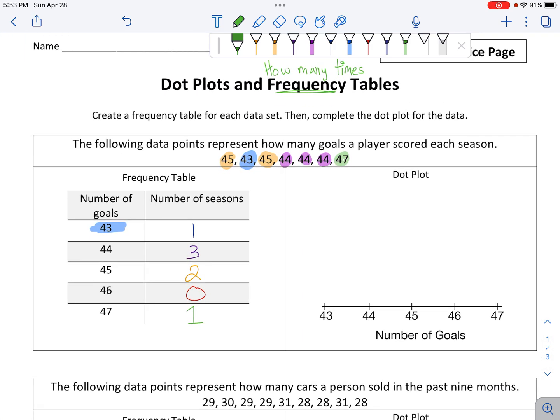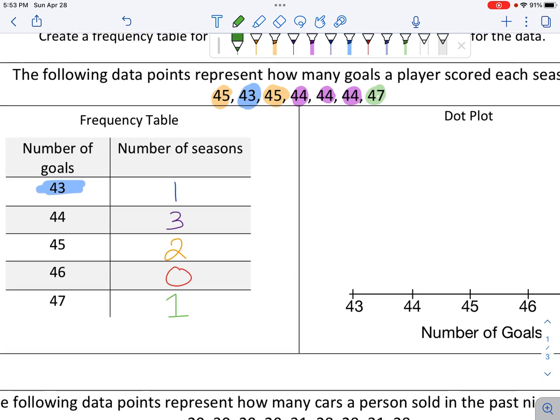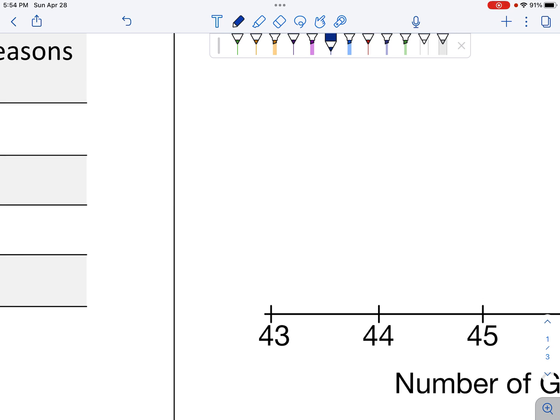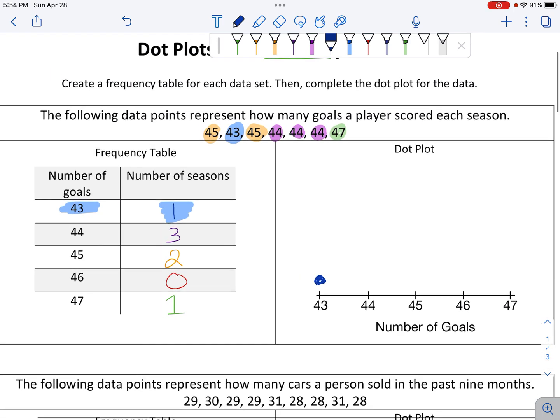Okay, now for the dot plot. I'm going to use both of these pieces of information to put a dot above each number. So here we go. 43 goals happened one season. So I'm going to put one dot above the 43. When I make dots, they all need to be about the same size. So there's my first dot.